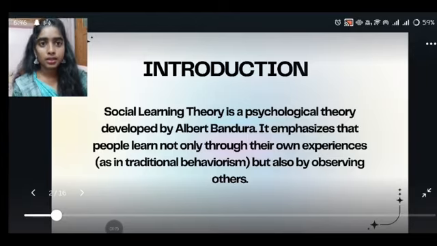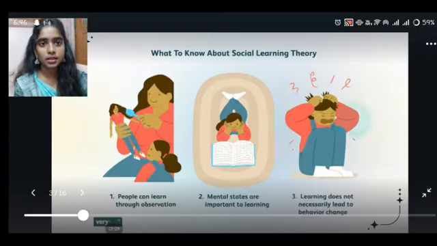Introduction. Social learning theory is a psychological theory developed by Albert Bandura. It emphasizes that people learn not only through their own experiences, as in traditional behaviorism, but also by observing others.